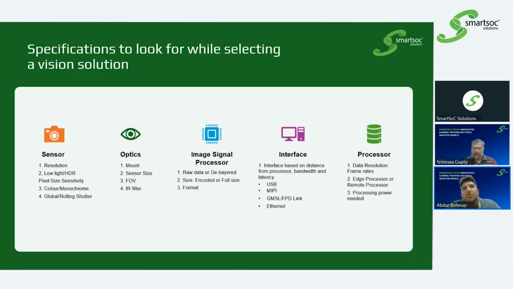And in low light conditions where the light is less, the sensitivity of the sensor should be very high. Correct? Yes, correct. These are the main factors: sensitivity, dynamic range, color or monochrome, and what type of shutter. These are the major factors while selecting a sensor.